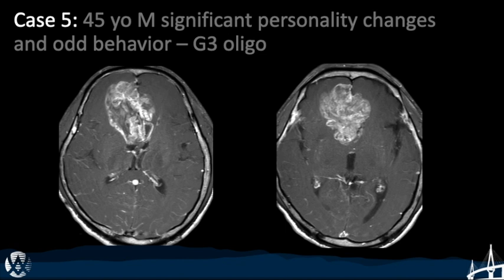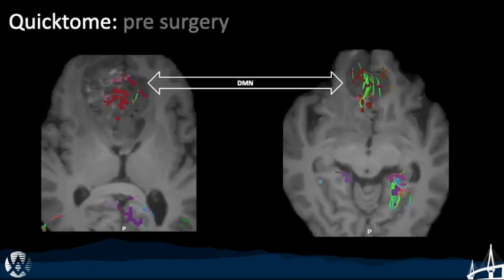This is a 45-year-old who came in with significant personality changes, odd behavior. This looks like a GBM. It ended up being a high-grade oligo. And I did a QuickTome on this patient, and this is a case where you can see this node of the default mode network is largely contained within the mass.